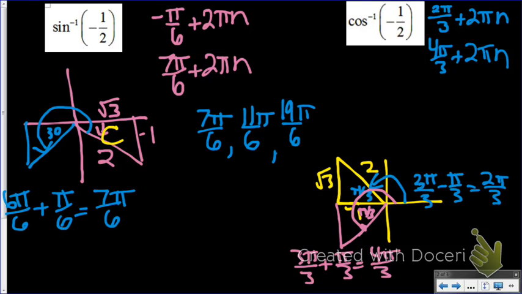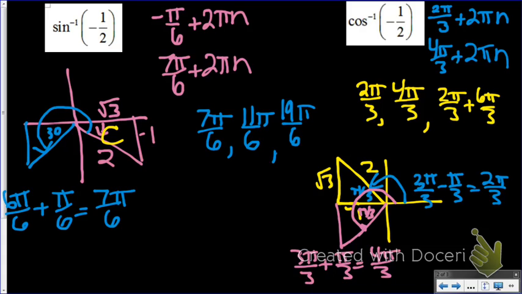And then I'm going to use my general solution to find the first 3 positive x values. So the first positive one from looking at my general solution is going to be 2 pi over 3. The second one would be 4 pi over 3. And then the last one would be 2 pi over 3 plus 2 pi. So I'm going to do 2 pi over 3 plus 6 pi over 3, and I'm going to get 8 pi over 3. And those are my first 3 positive values.